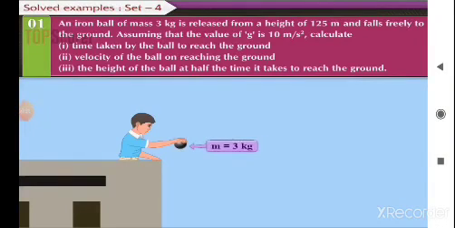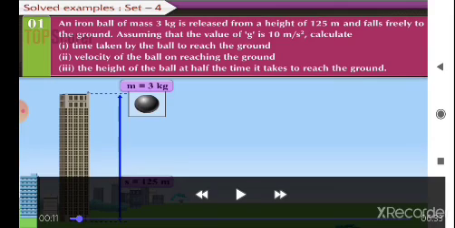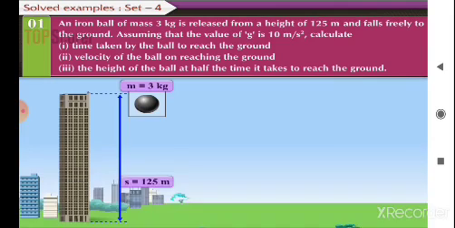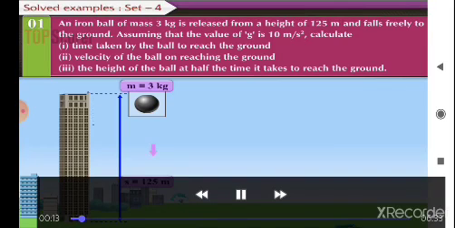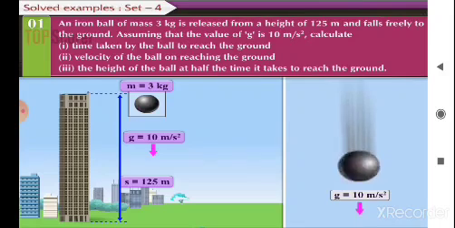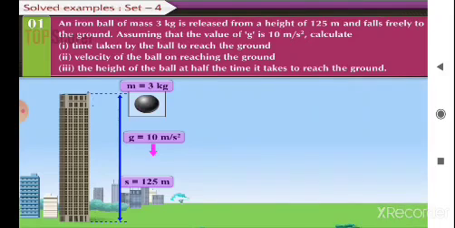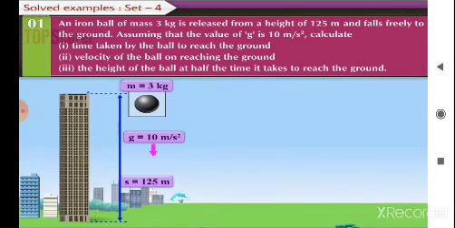Solved example set 4. First example: an iron ball of mass 3 kg is released from a height of 125 meter and falls freely to the ground. Assuming that the value of g is 10 meter per second square, calculate first, the time taken by the ball to reach the ground; second, the velocity of the ball on reaching the ground; third, the height of the ball at half the time it takes to reach the ground. M is equal to 3 kg, g is equal to 10 meter per second square, s is equal to 125 meter.